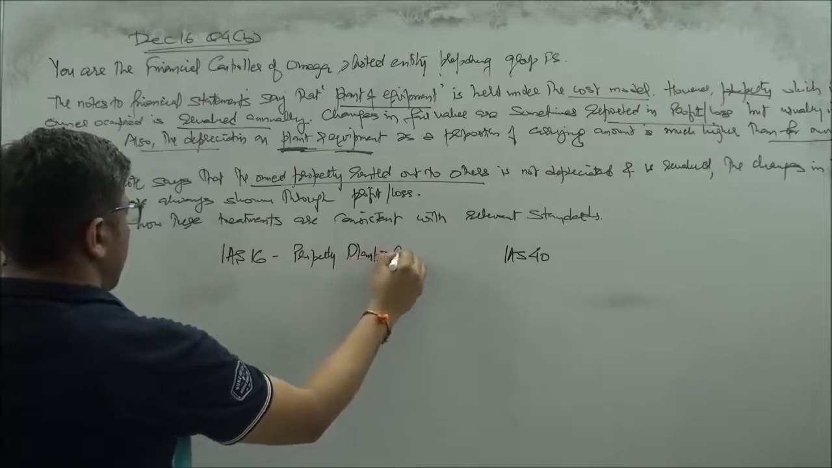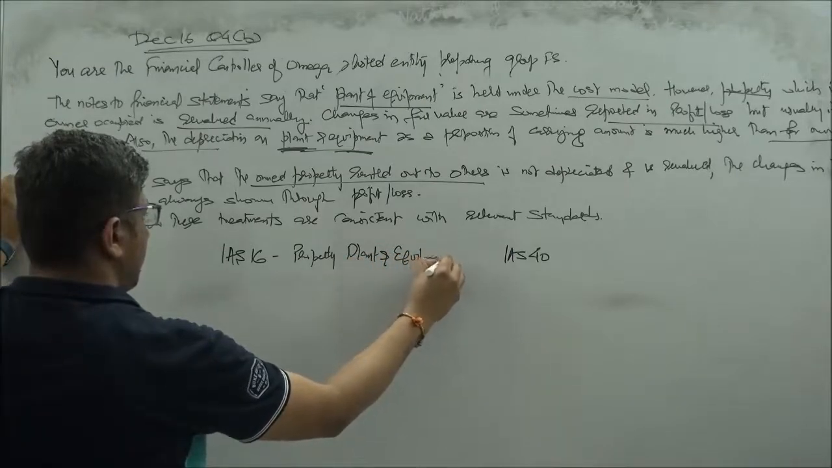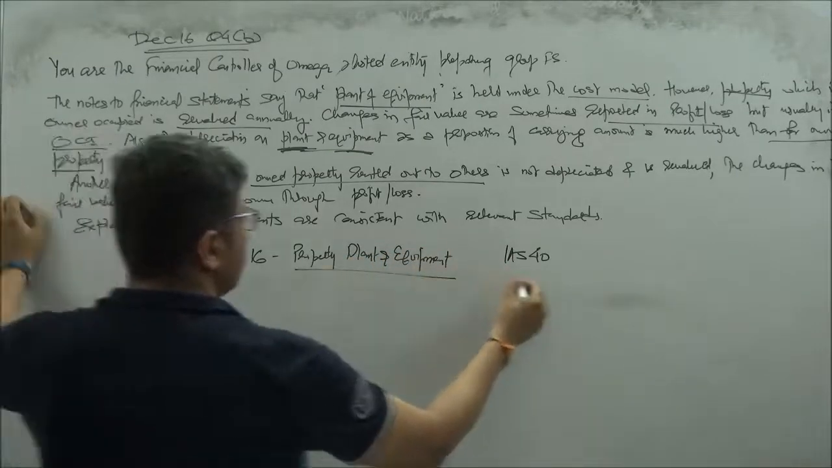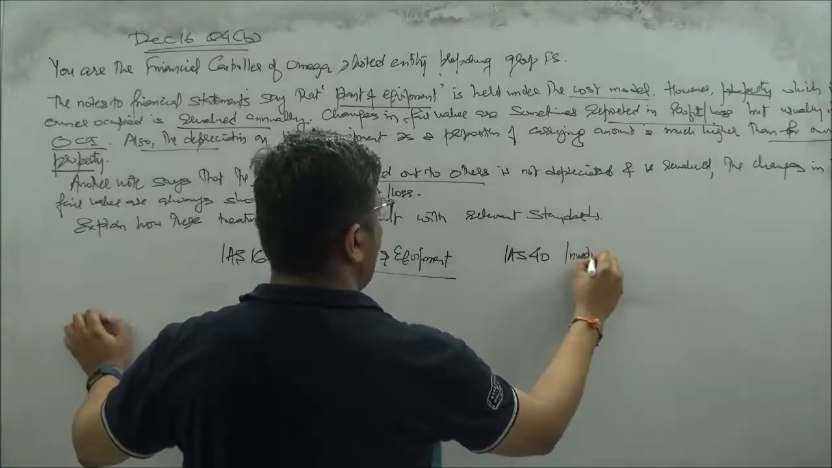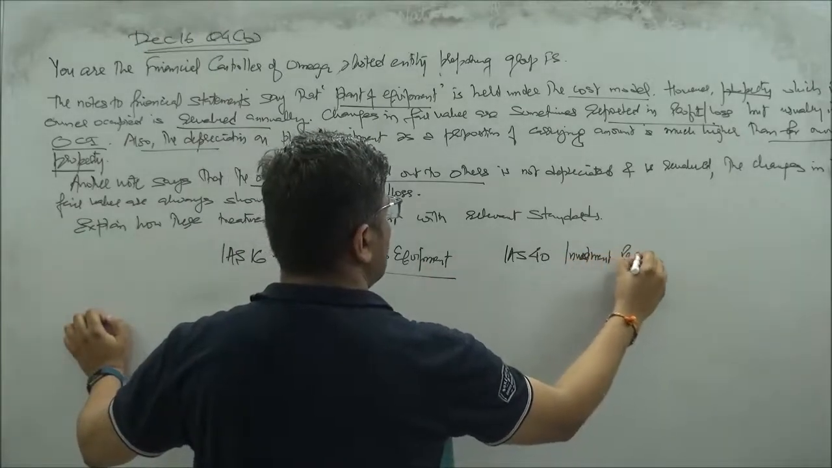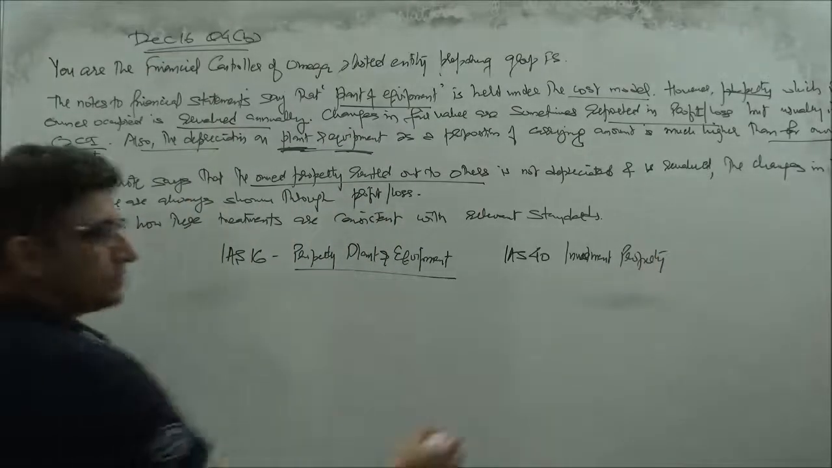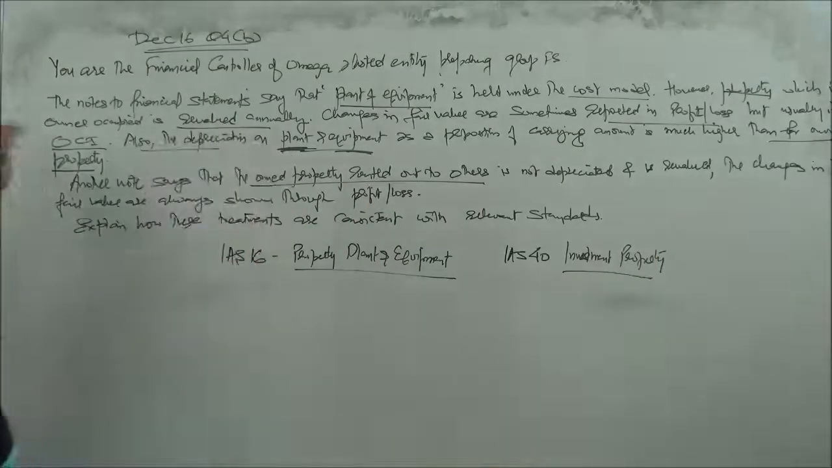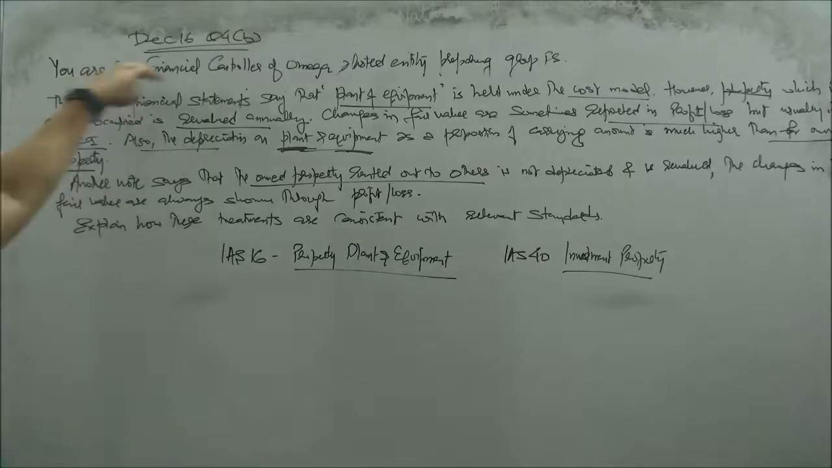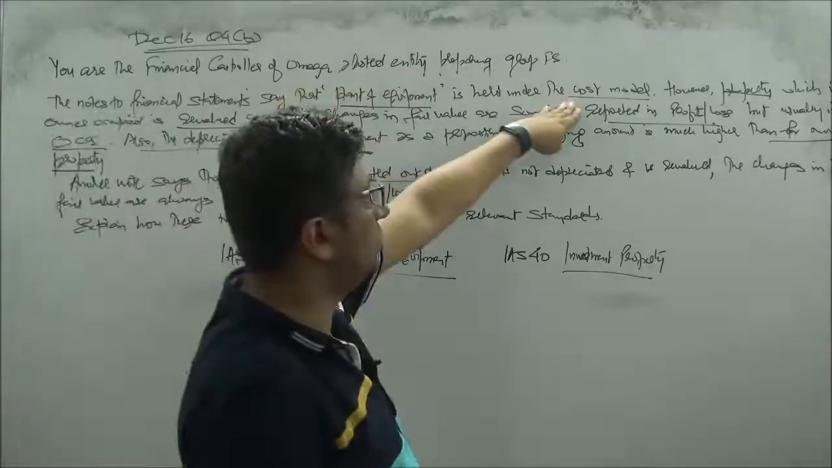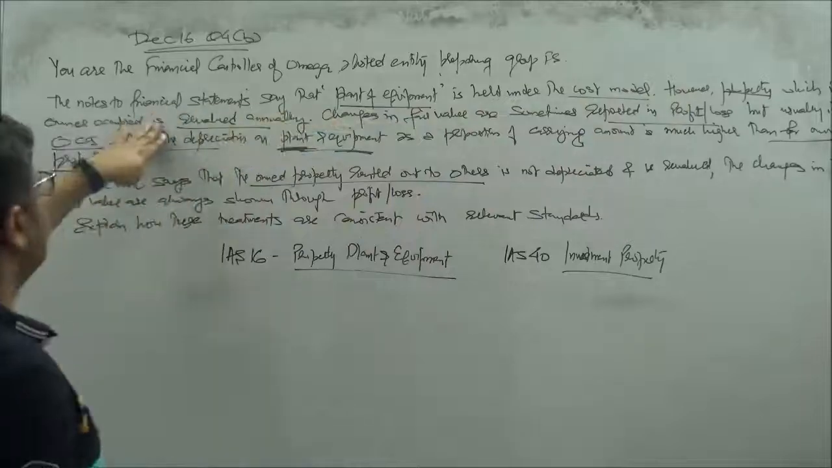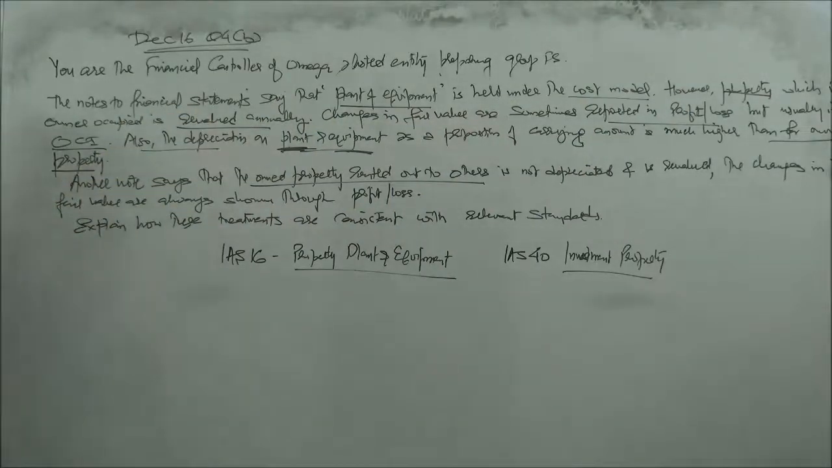So this is of course my property, plant and equipment. All right, and this is investment property, right? The first observation, notes to financial statements say the plant and equipment held under cost model, property under fair value model. So this is something which is permitted.